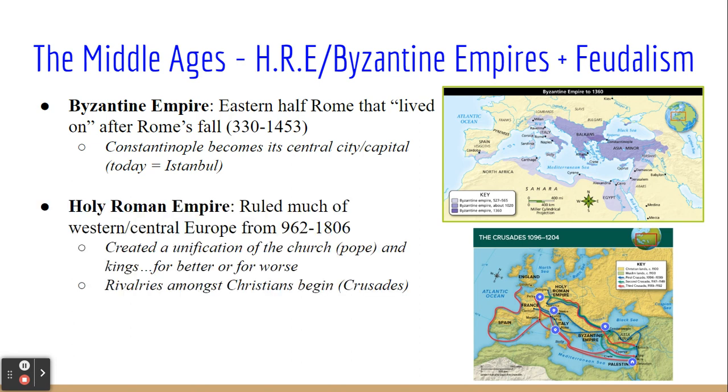Also, in Western and Central Europe, you can see the map on the bottom, which also depicts the map of the Crusades. It's kind of a broad description of several iterations of different empires, but something called the HRE, or the Holy Roman Empire, ruled, like I said, much of Western and Central Europe from 962 all the way to a couple hundred years ago, 1806. And it saw, as you can hear in its title, the emergence of kings working with the head of the Catholic Church, which was the Pope.